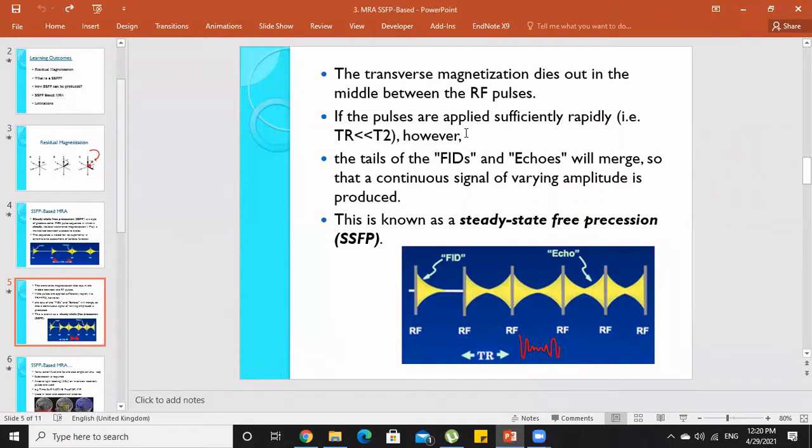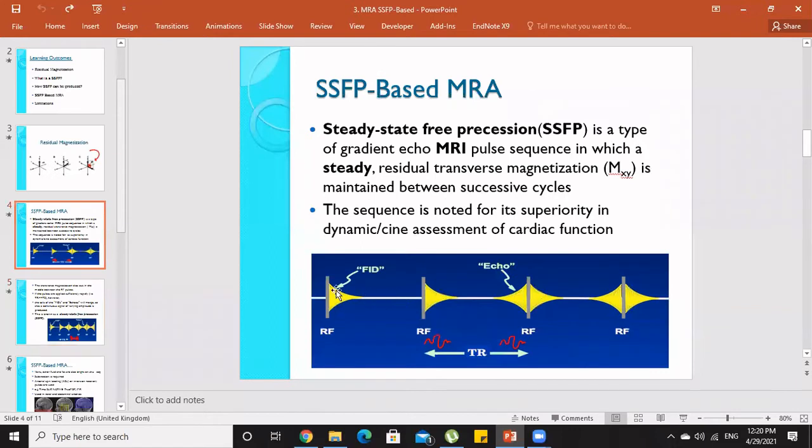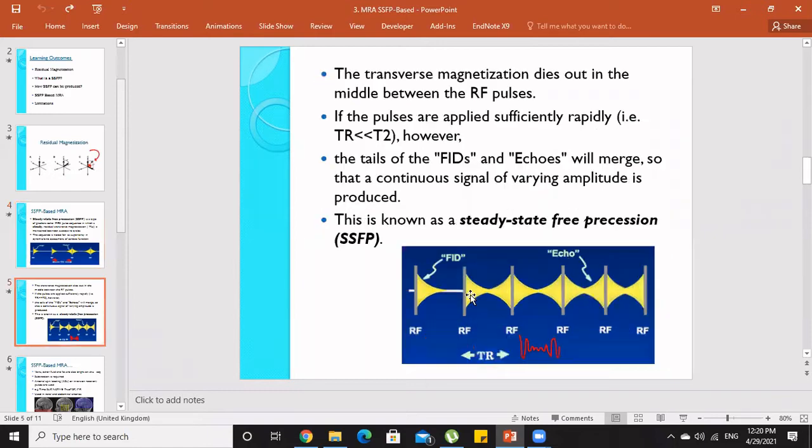If the pulses are applied sufficiently rapidly, like for example in this previous one, we are not applying them that rapidly. There is a gap between them. We are giving it time, so they are not very close to each other. But if you give them sufficiently rapidly, then the TR is less than that of the T2.